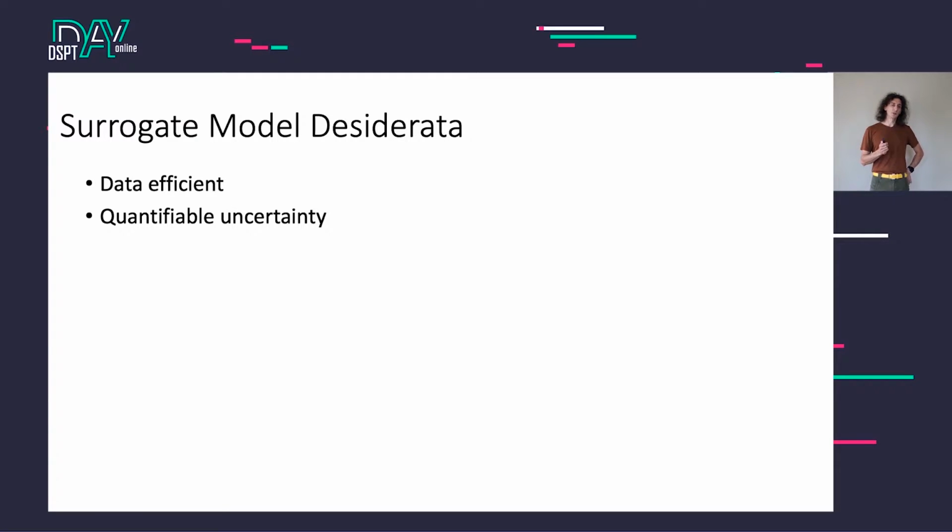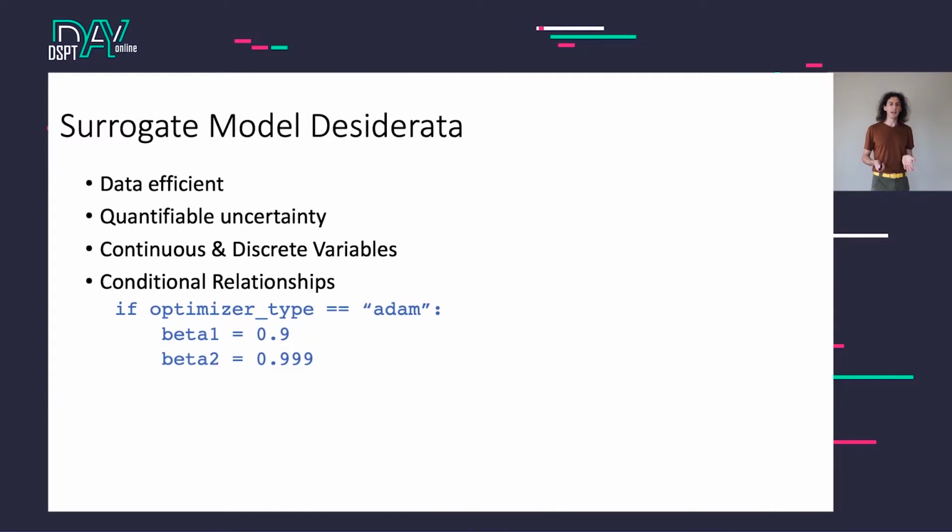We want the surrogate model to have quantifiable uncertainty. We want it to know the difference between when it's confident about something and when it really has no idea, because it doesn't have good reason to in that part of the configuration space. And we want to deal with continuous and discrete variables. And we want it to be able to deal with conditional relationships, such as saying, only consider beta 1 and beta 2 hyperparameters if the optimizer that we've selected is Adam.